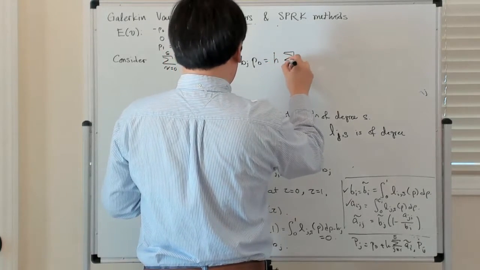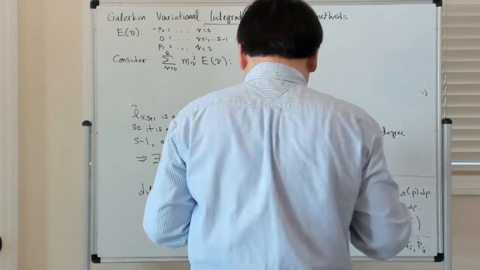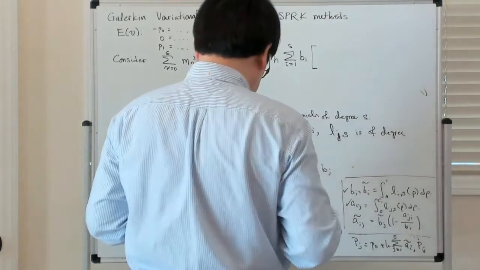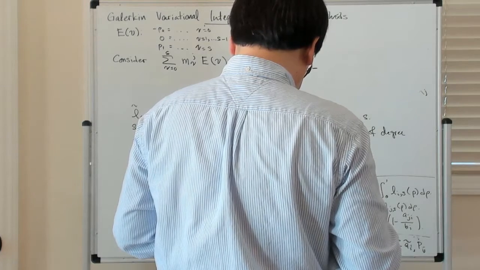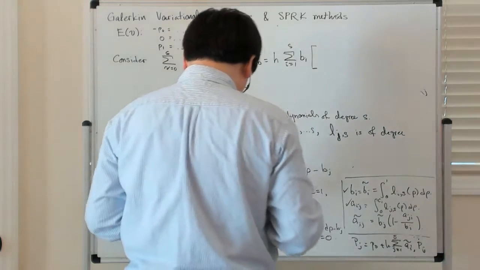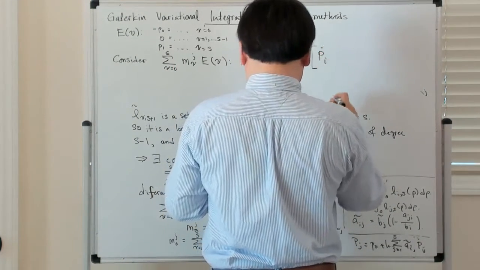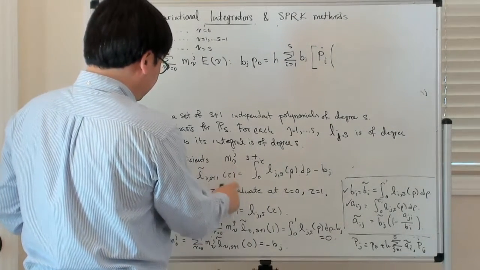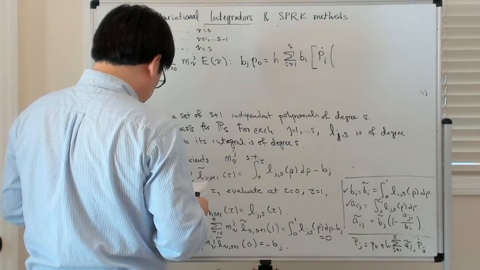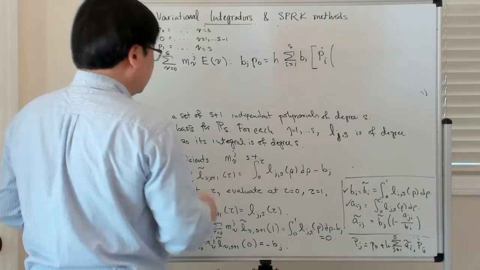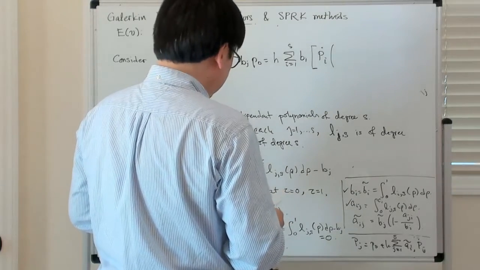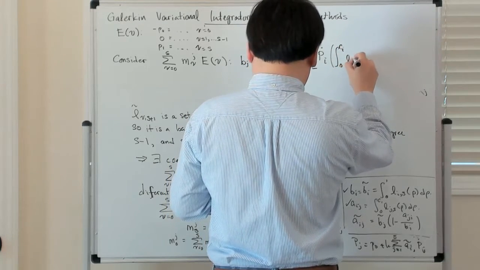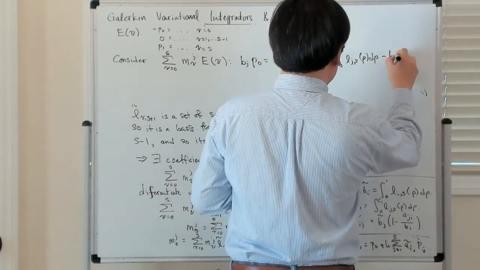So h times the sum from i equals 1 to s of b_i, okay. And then we use the fact that the dL/dq dots are related to the p's and p dots. So this is p_i dot, and the weight is multiplied into this Lagrange polynomial, right? But it has this form in terms of the integral, right? So let's write that with the integral. It's an integral from 0 to c_i of L_j^s rho d rho minus b_j.